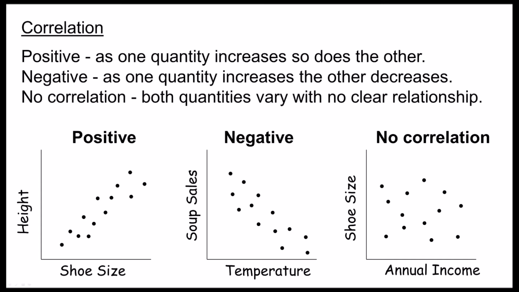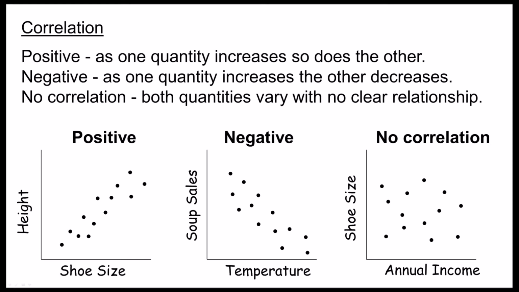top right. If a scatter graph has negative correlation, it means as one quantity increases, the other decreases. So in our example, you can see that as soup sales increase, the temperature decreases. In this situation, all of the points are in a trend which go from the top left down to the bottom right of your scatter graph.